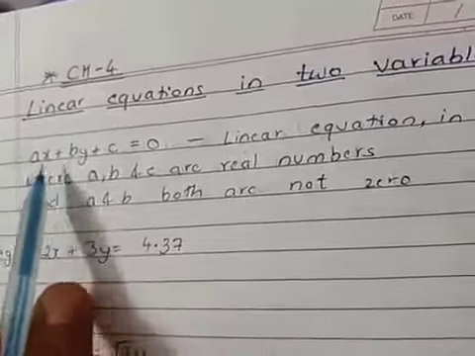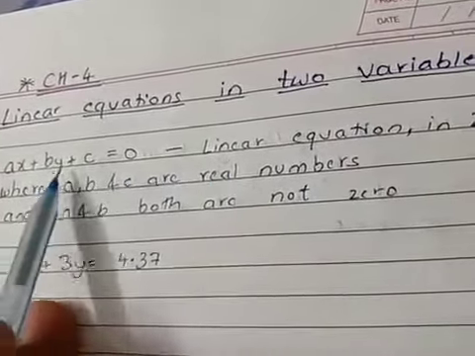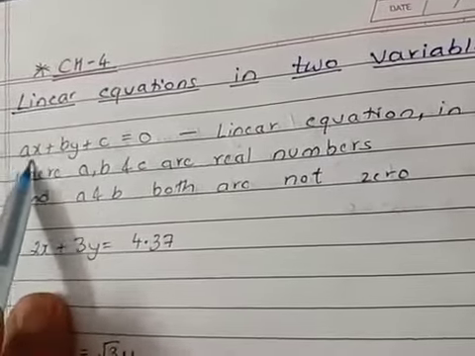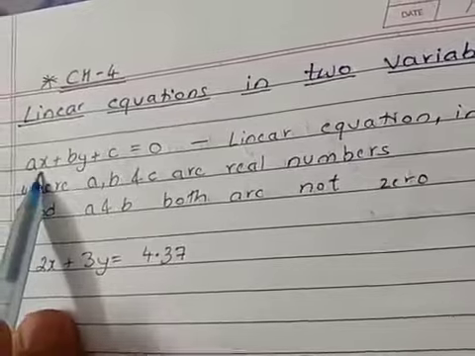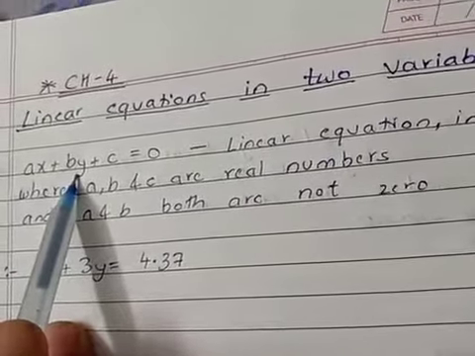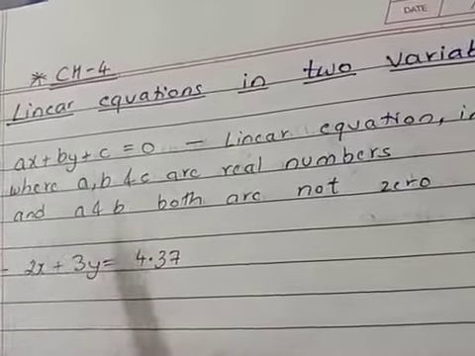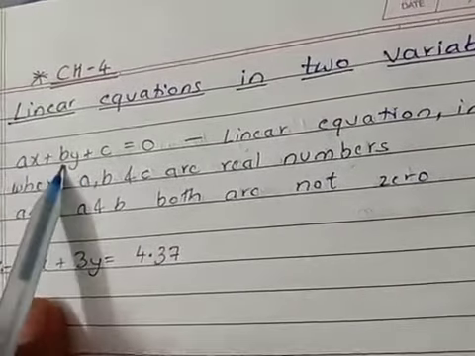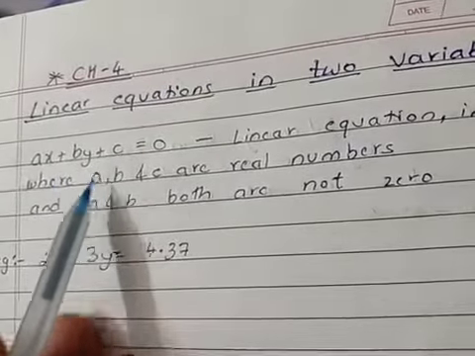Now look at this equation, ax plus by plus c equal to 0. It is called a linear equation in how many variables? 2 variables. What are the variables? Variable x and variable y, where a, b and c are real numbers, and a and b both are not 0. They are some number, but they are not 0.